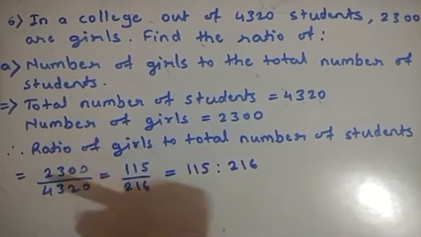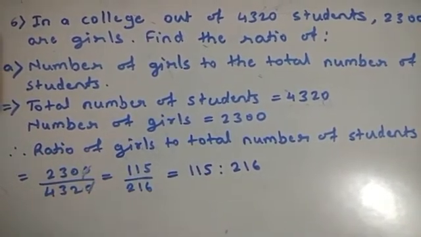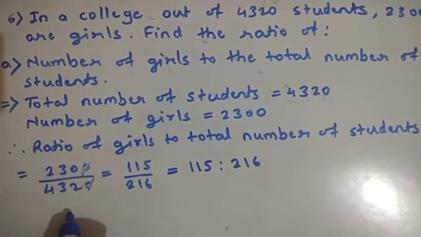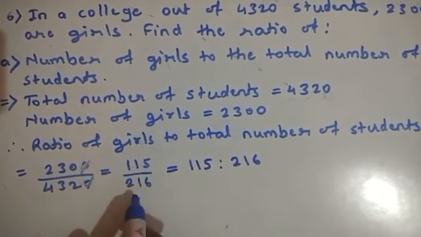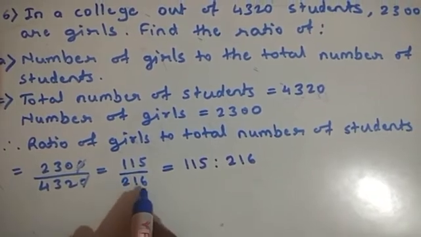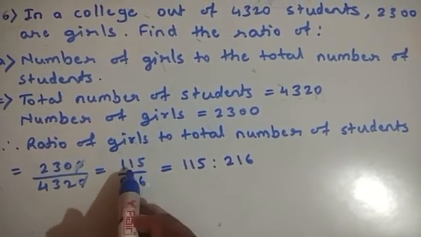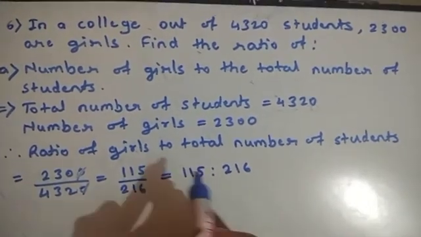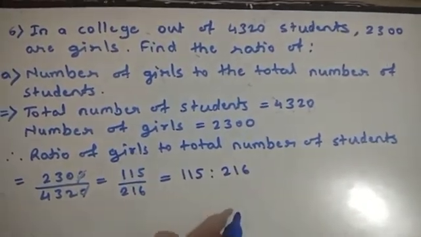That is equal to, now this 0 and this 0 can be cancelled. Now 230 upon 432, both numbers we can divide by 2, so it will become 115, and this will become 216. Therefore this is the ratio, 115 is to 216. This is the required ratio of girls to the total number of students.